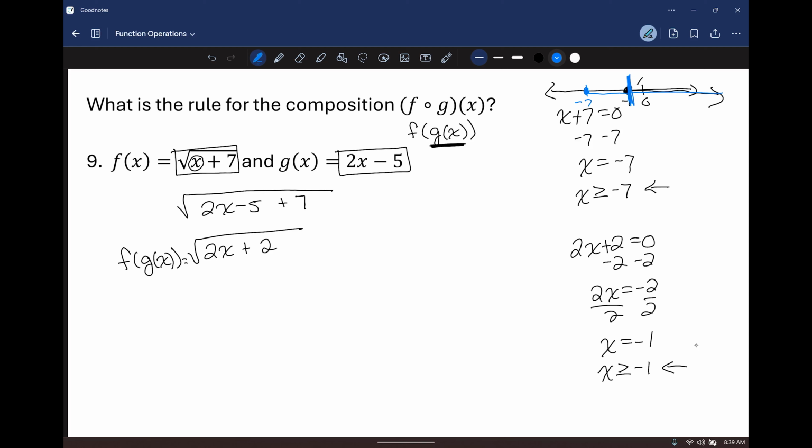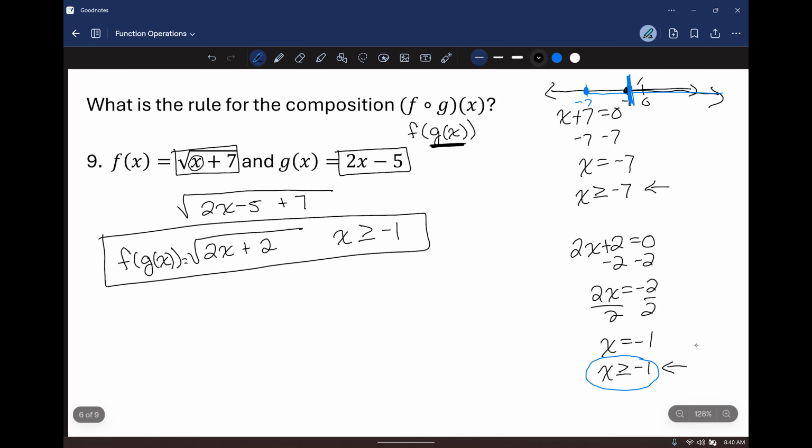So the overlap is actually x is greater than or equal to negative 1, because all of those numbers in that domain will work in both the square root of x plus 7 and the square root of 2x plus 2, whereas the ones in the x is greater than or equal to negative 7 won't. All right, the negative 7 all the way up until we get to negative 1, all of those are not going to work in the 2x plus 2 part. They give you negatives. So you want the overlap. So if you have to draw yourself a little number line, then draw yourself a little number line. So our domain is x has to be greater than or equal to negative 1.